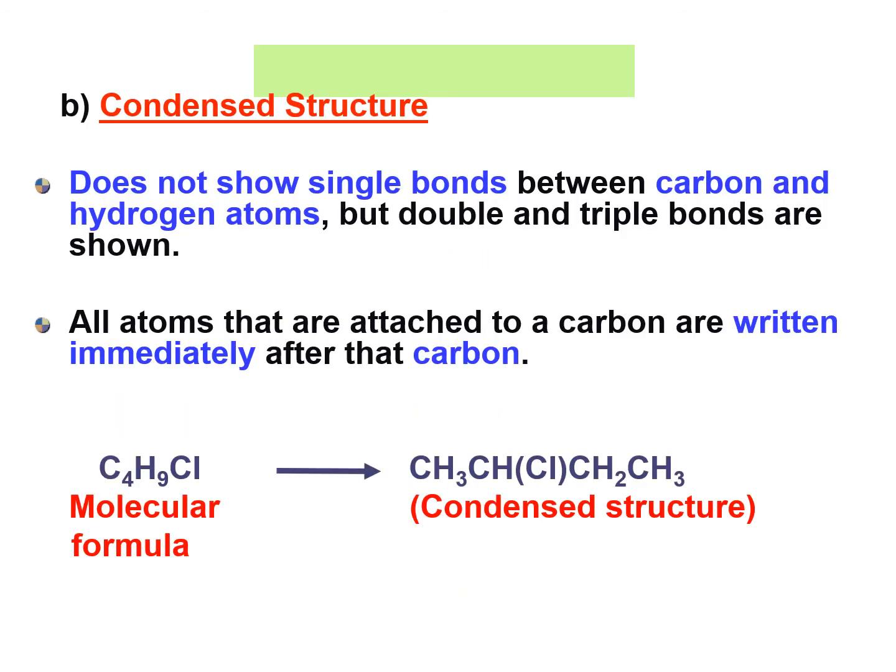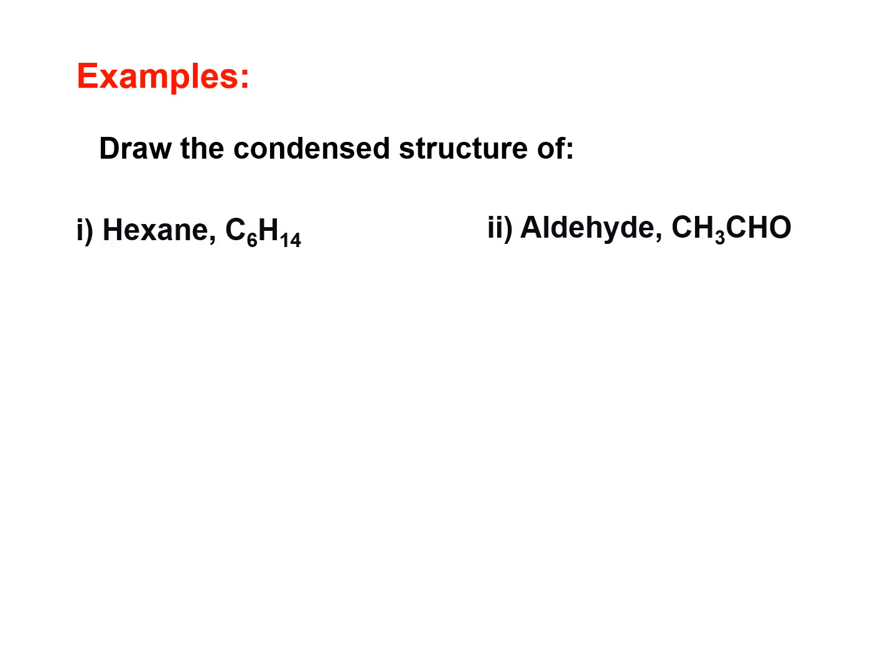To draw a condensed structure, we do not show single bonds between carbon and hydrogen atoms like we do in drawing expanded structure, but we show double and triple bonds. Atoms that are attached to a carbon are written immediately after that carbon. Look at this example. For molecular formula of C4H9Cl, we draw the condensed structure like this. More example of condensed structure.